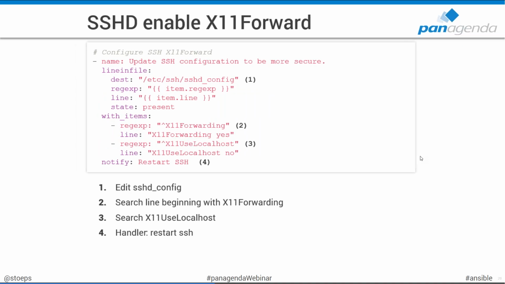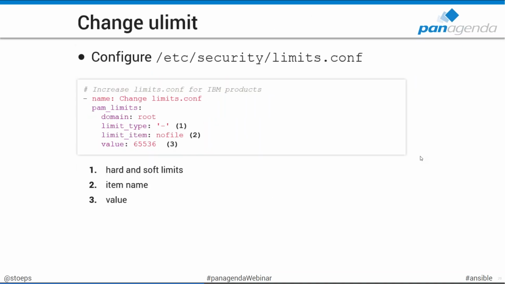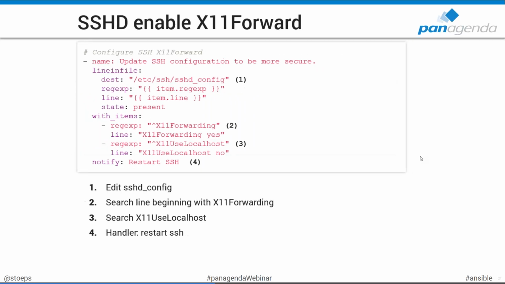Oh, I forgot to put in the result. So the result would be root user, number of open files, 65,536. Then I like to configure the SSH server on my Linux servers.